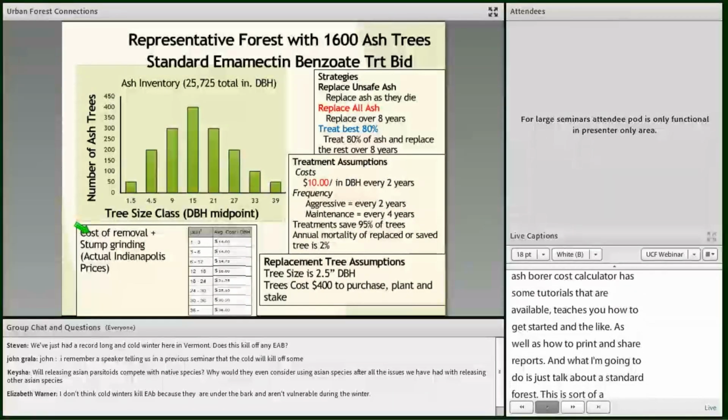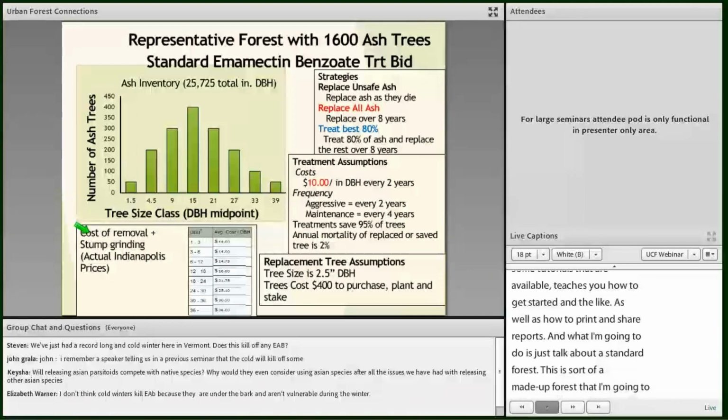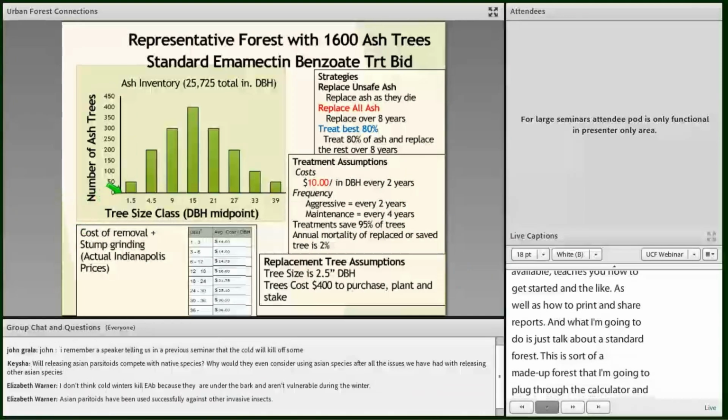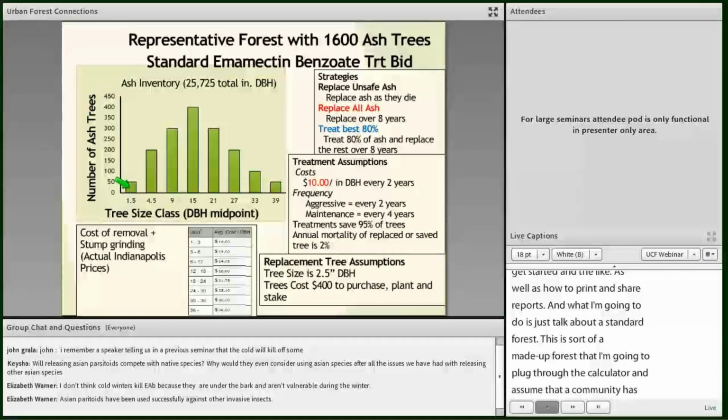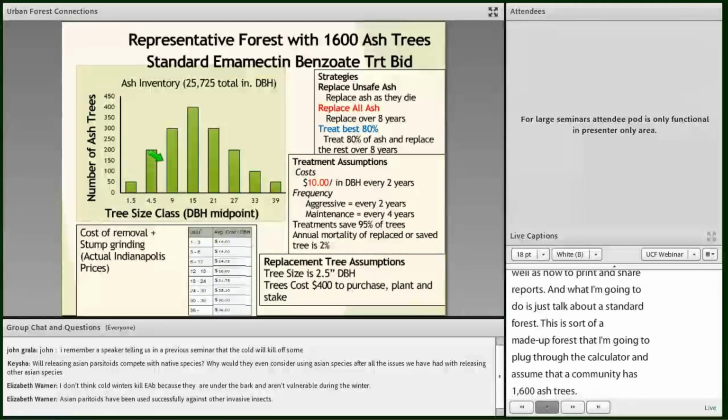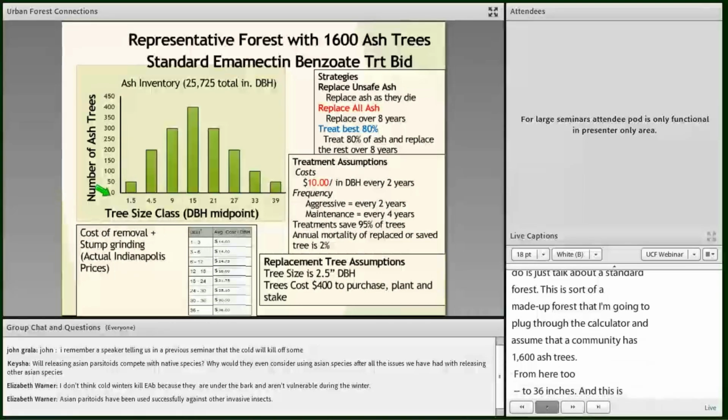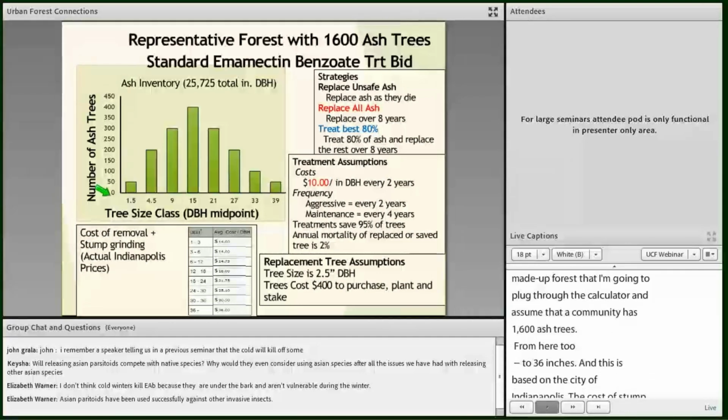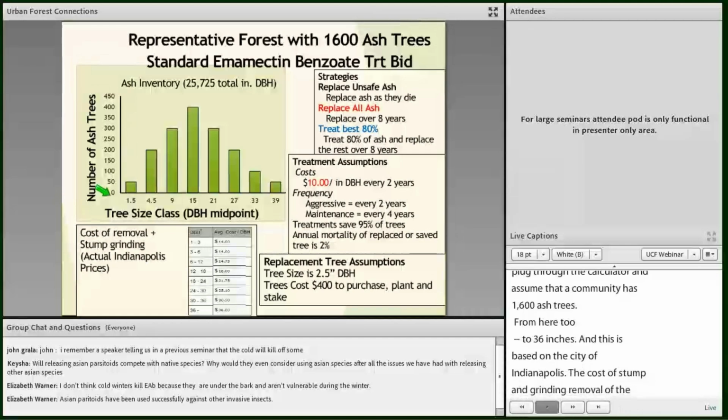And I'm going to assume that a community has 1,600 ash trees, and that 50 of the ash trees are between 1 and 3 inches DBH, 200 are between 3 and 6, and 300 are between 6 and 12, and so on until we get up to greater than 36 inches. So we have this nice little bell-shaped curve. And I'm assuming this is based on the city of Indianapolis. The cost of stump grinding and removal of the stumps is based on the size of the tree; it's more expensive for larger trees.